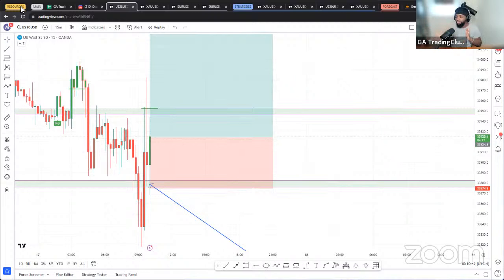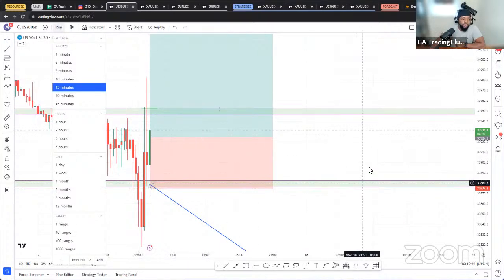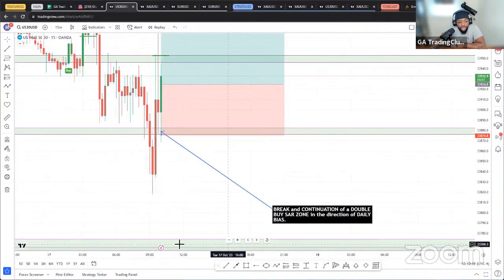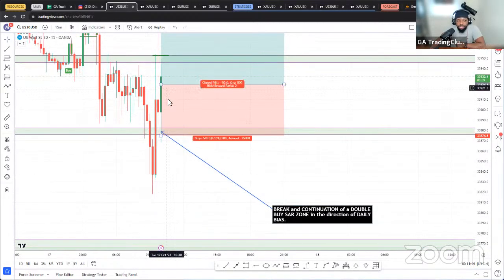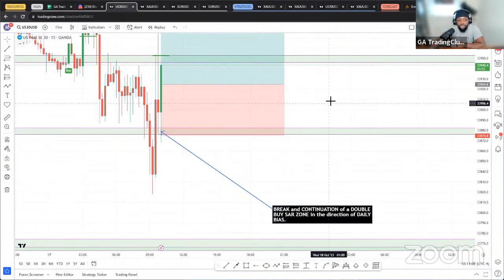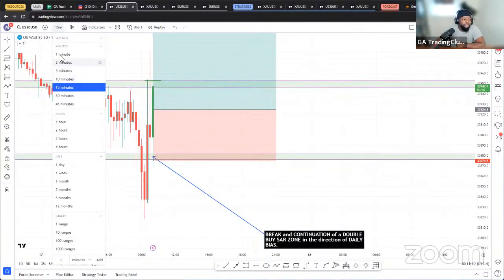Because you have a perfect balance of both buyers and sellers. So here, what you're seeing, yes, we have these big wicks to the top, but you also have wicks at the bottom. Well, they're not as big as the sellers, but you have wicks at the bottom. And the best thing about this one, price is rejecting from a double SAR zone. So the zone that we marked up.